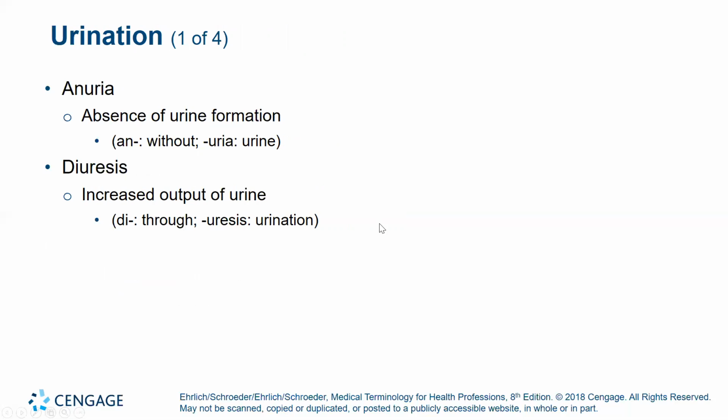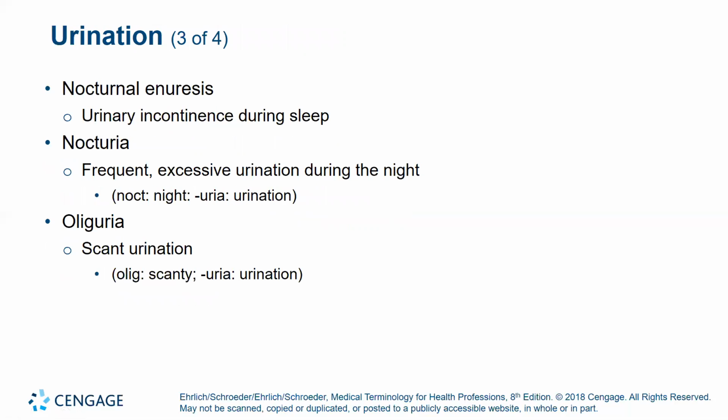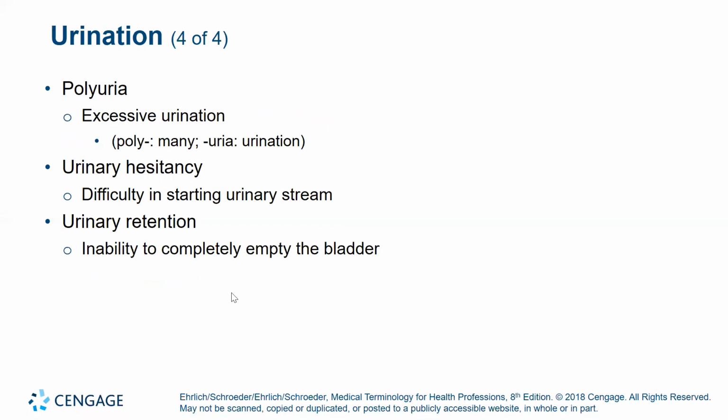Di is through, uresis is urination. Dysuria is difficult, painful urination. And enuresis is involuntary discharge of urine. We have nocturnal enuresis. This is urinary incontinence during sleep. Nocturia, this is excessive urination during the night. Noct is night, uria is urination. Oliguria is scant urination. Olig is scanty, uria is urination. Polyuria, excessive urination. We have urinary hesitancy, difficulty in starting urine stream.